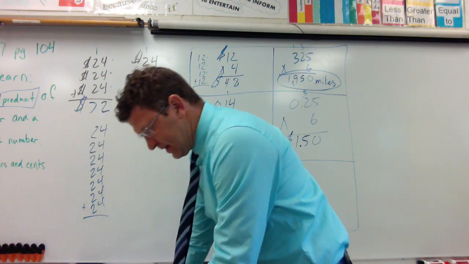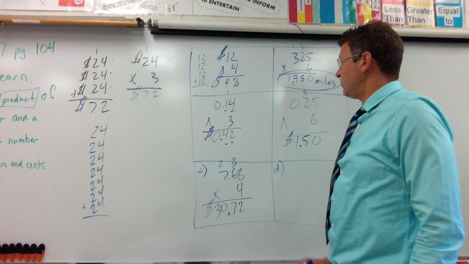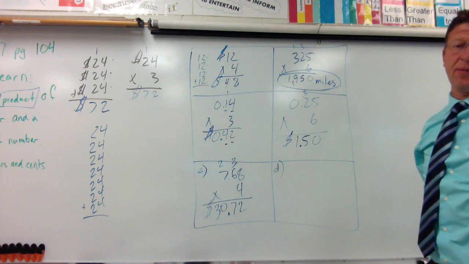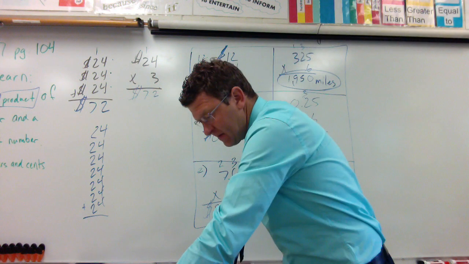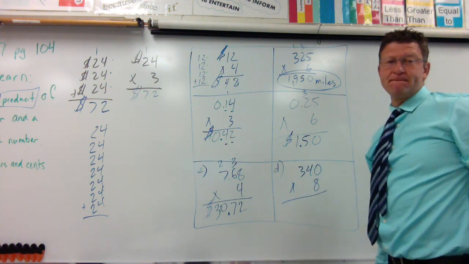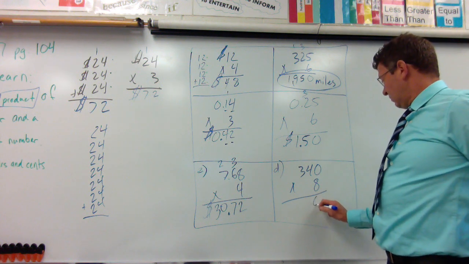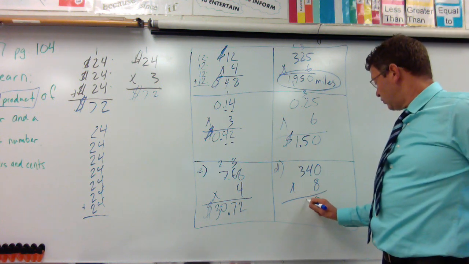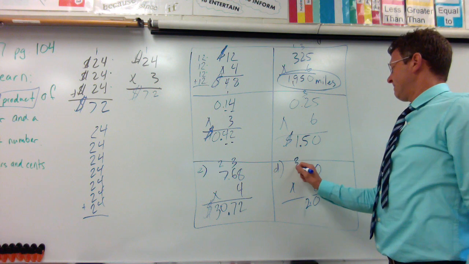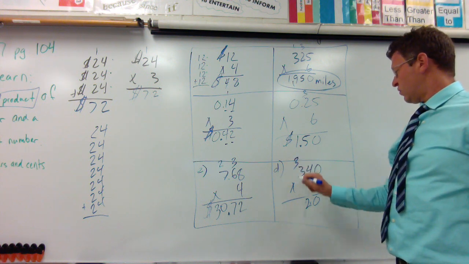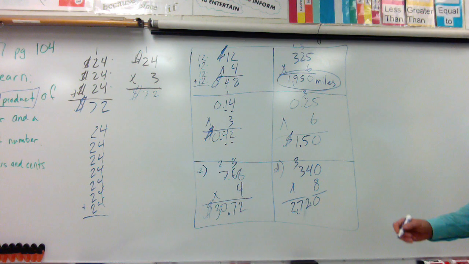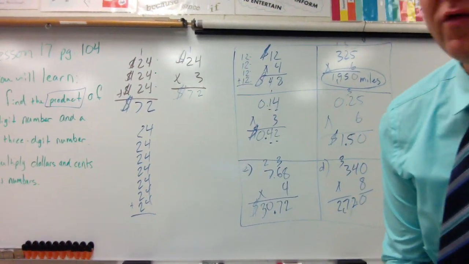And let's try one more. Let's do D. Now hopefully that you guys have caught on. If this is my paper, this is the back of my Power Up where these example problems should be. D says 340 times 8. 0 times 8 is 0. 8 times 4 is 32. 2 down, 3 up. 8 times 3 is 24, plus 3 is 27. 2,720.